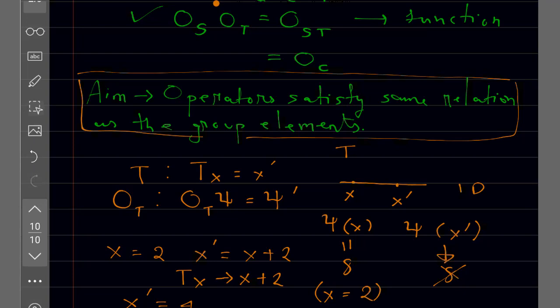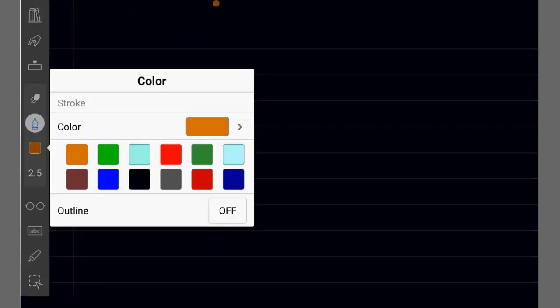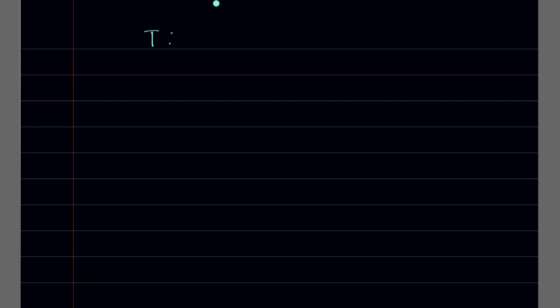So let's fulfill our aim. Now, as you have seen, T takes x to x prime, which equals x plus a. So T translates x. Or I can say T of x is x prime.